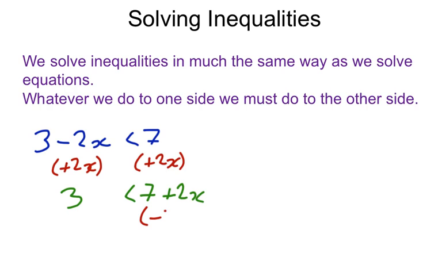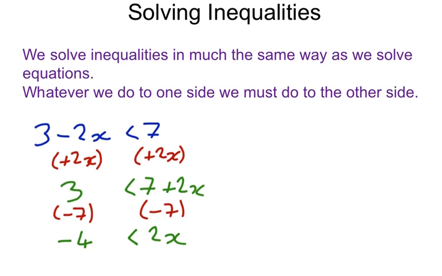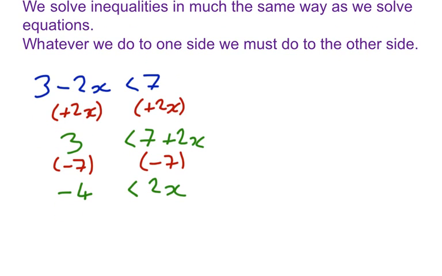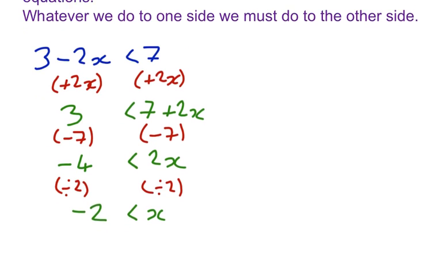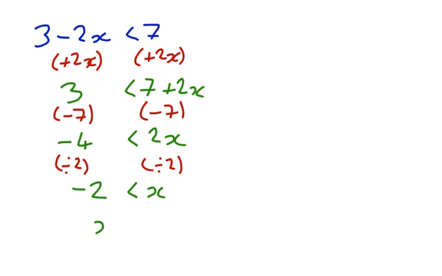Now we're going to take 7 from this side. So we take 7 from this side. That gives us minus 4 is less than 2x. And then we're going to divide by 2, so we divide by 2 on this side to give us minus 2 is less than x, or we'd probably normally write that as x is bigger than minus 2.